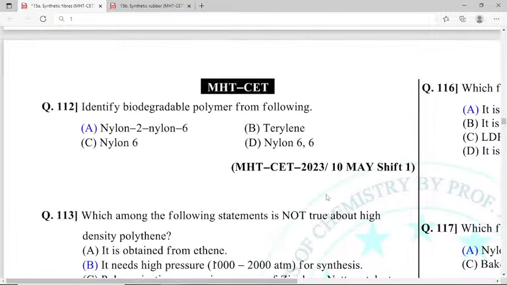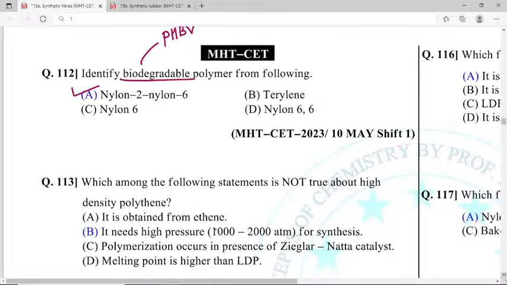Identify the biodegradable polymer. Nylon 2, nylon 6, biodegradable. And another example is PHBV. Only two examples here. PHBV and nylon 2, nylon 6 are biodegradable.